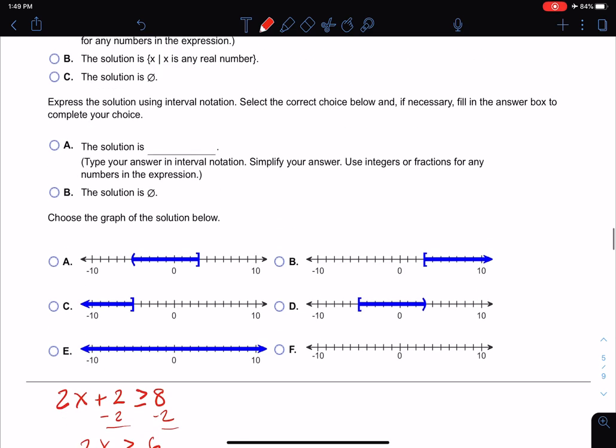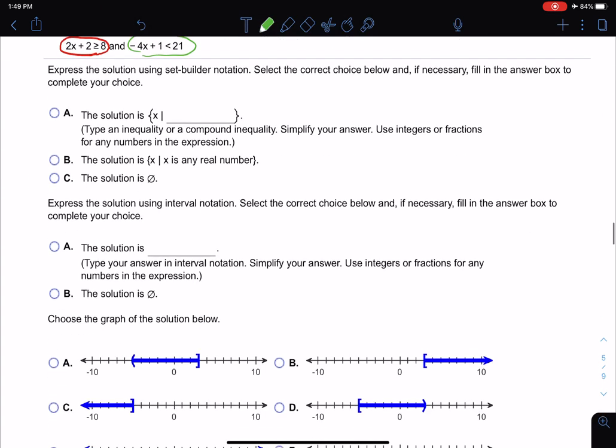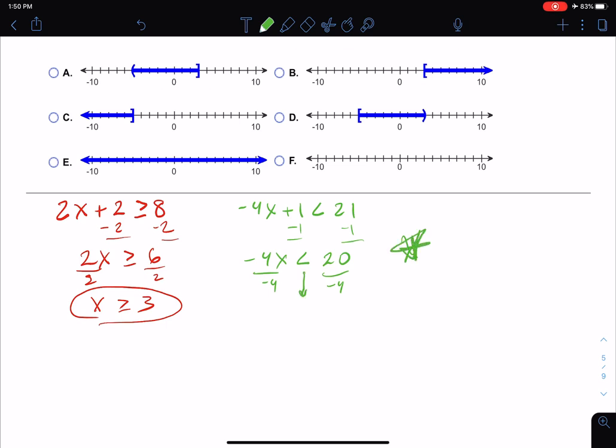Awesome. Now we take our other inequality. We'll go ahead and do that in green. And that looks like this: negative 4x plus 1 is less than 21. Solve, of course, by subtracting 1 off of both sides, which gives me negative 4x is less than 20. Dividing by negative 4 with inequalities, anytime you divide by a negative, you should be very careful because it's so easy to forget. You must reverse the inequality, and 20 divided by negative 4 is negative 5.